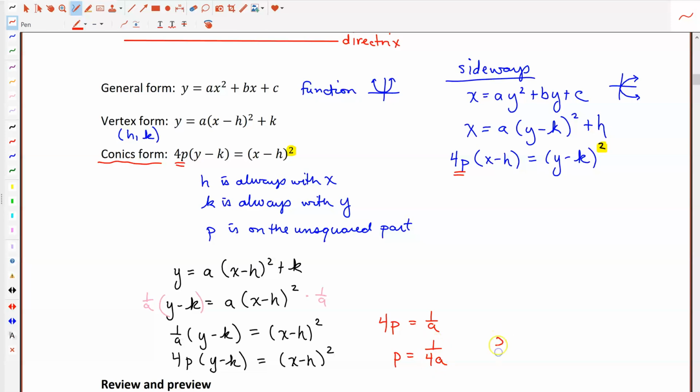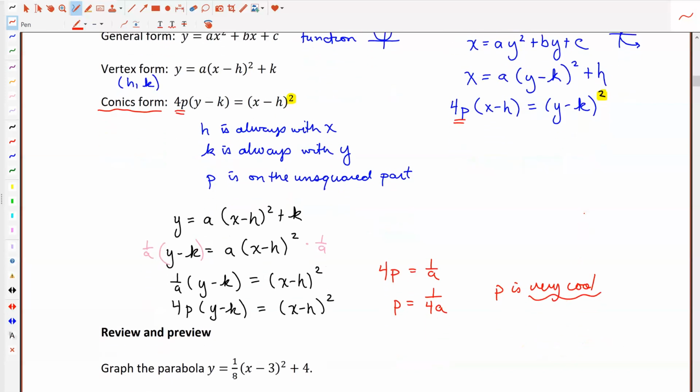Well, this value for p is very cool when we look at things from a conics point of view. We really like this. What this variable is going to tell us is p is going to be the distance between the vertex and the focus. Okay, so remember, we're dealing with parabolas. The parabola is still going to have a vertex. So this value for p is going to be the distance between the vertex and the focus, but p is also going to be the distance between the vertex and the directrix.